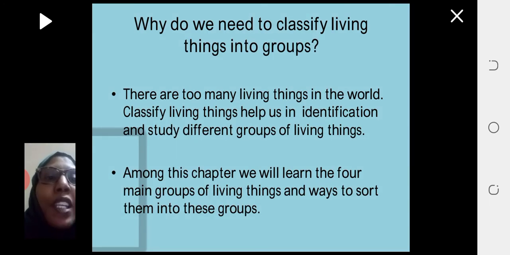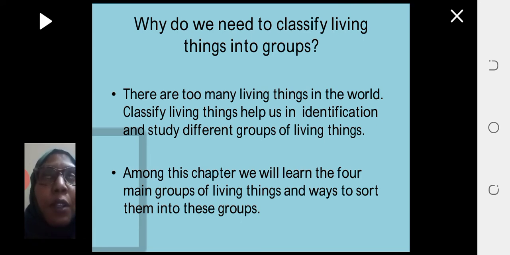Why do we need to classify living things into groups? Why do I have to do that? There are too many living things in the world. Classifying living things helps us in the identification and study of different groups of living things.